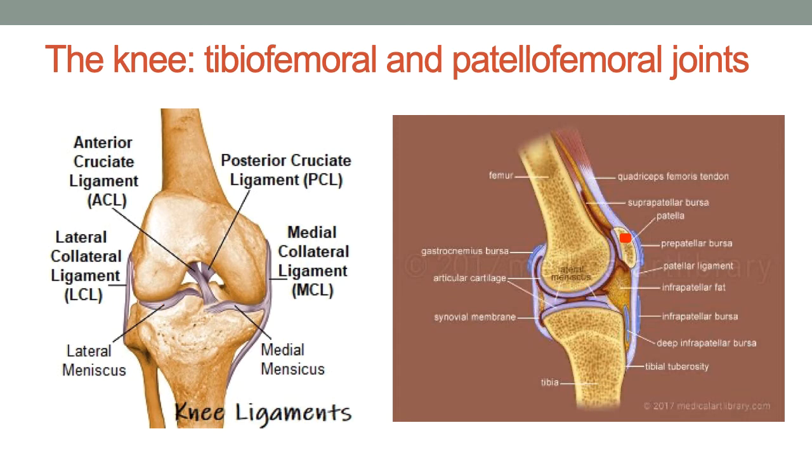All right, so the patella shown here, this is a small bone. It serves to protect the quadriceps tendon from friction against the femur. So the quadriceps tendon starts up here and stretches down.